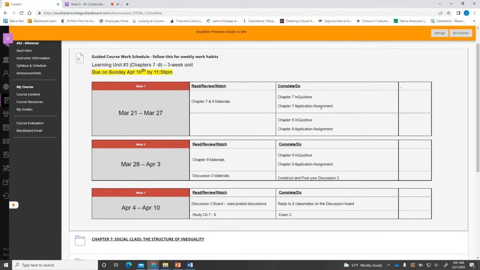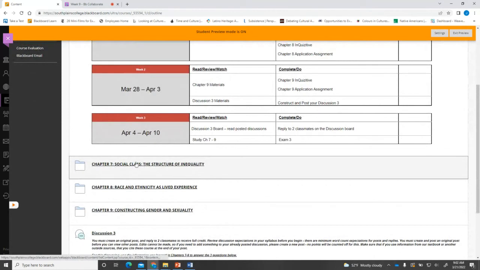So here's your guided work schedule. This is what I suggest you do over the next 3 weeks, okay? It starts today, Monday, March 21st, and it ends on April 10th. So please make sure that you are using this as a guide while you work through your materials.